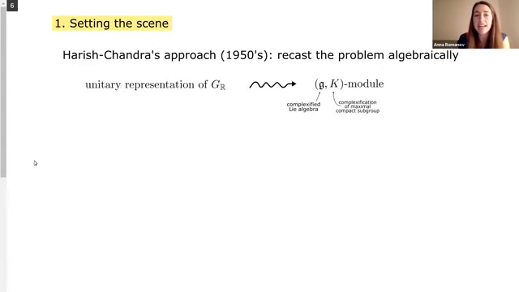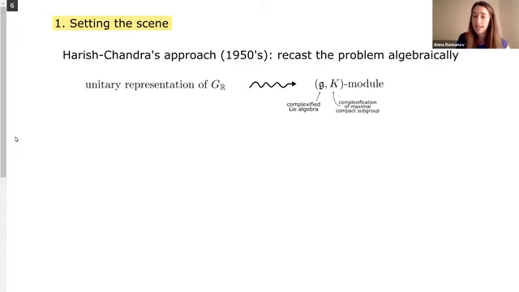And in the 1950s, Harish-Chandra took this problem, which at first glance is an analytic problem. It's about Hilbert spaces, so harmonic analysis should be showing up, and recast the problem entirely in terms of algebra. And so the way that he did this is for any representation of a Lie group, we can obtain from it two other representations of related objects that are easier to study.